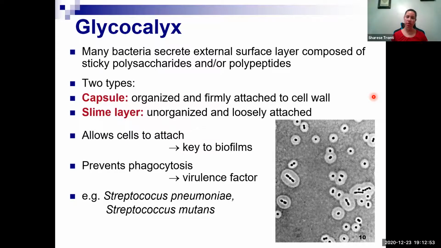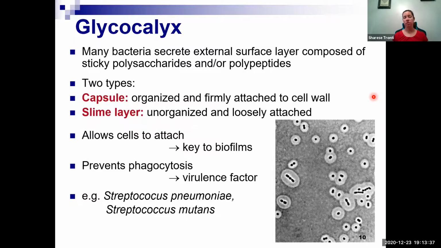We have capsules, and capsules are more organized and firmly attached to the cell wall. We kind of talked about capsules earlier, how those are going to be surrounding the cell outside of the cell wall. The other type is slime layer. The slime layer is less organized and more loosely attached. But either way, the main function of both of these is attachment. They can attach cells to other cells, bunching them up together. They can also help to attach the cells to the host, or to a fomite.